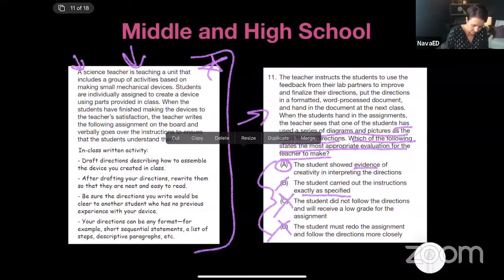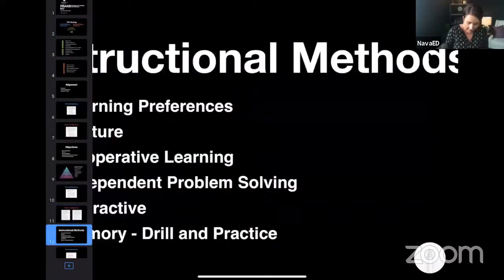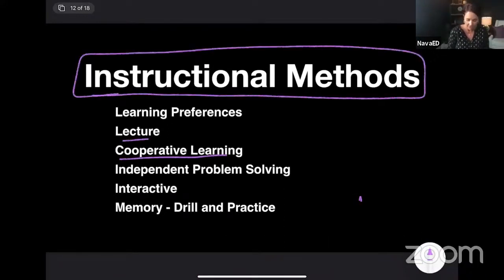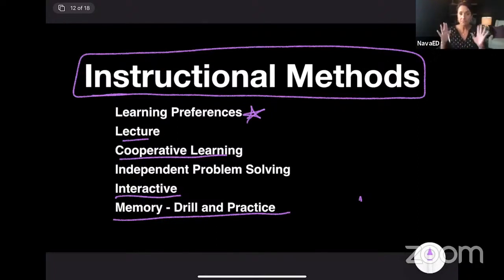All right. Oops. Let me go here. All right. The next piece of the multiple choice is going to be learning preferences, lecture, cooperative learning. These are all instructional methods here. Interactive, memory, drill, and practice. Now, all of these are important. We always want to take a look at learning preferences. These are often called your multiple intelligences. If you're an auditory learner, a visual learner, a read-write learner, those types of things.